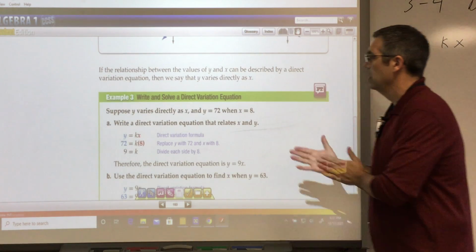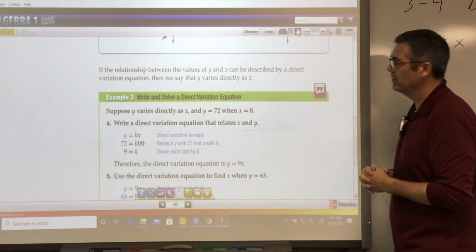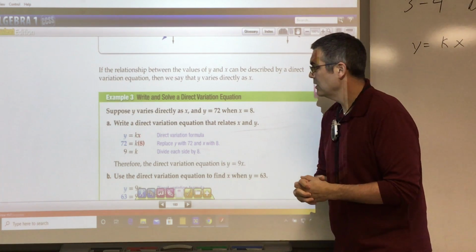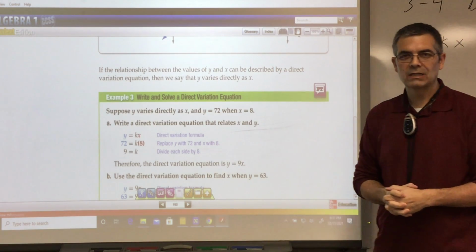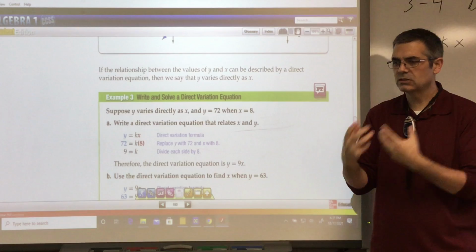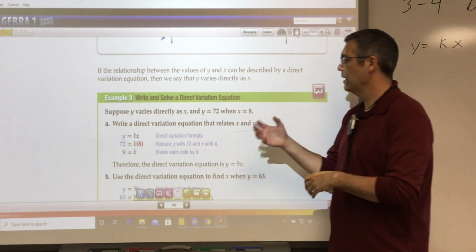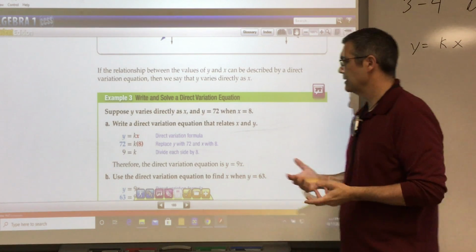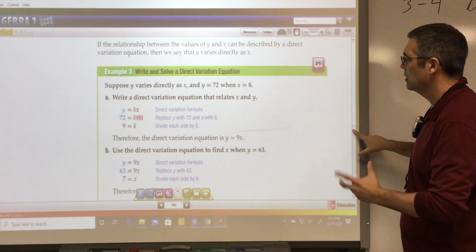Okay? If the relationship between the values of y and x can be described by a direct variation equation, then we say that y varies directly as x. So this is just a wording thing on what they're talking about. So when you see these word problems that you're going to see, it'll tell you y varies directly as x so that you know that it's a direct variation. So pay attention to the wording on it.